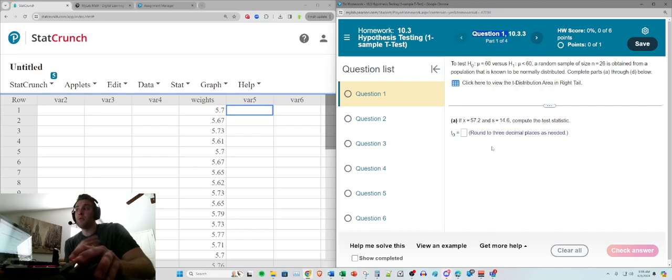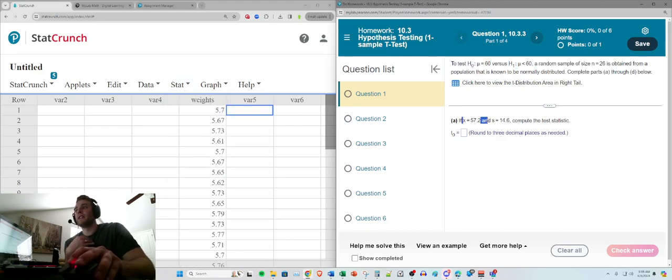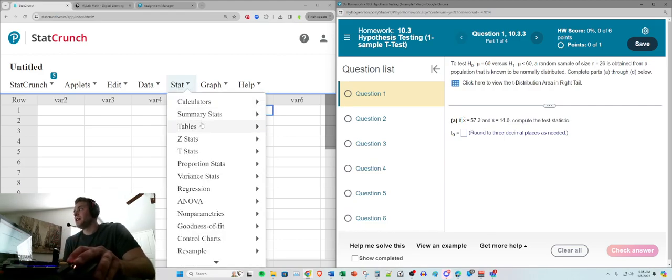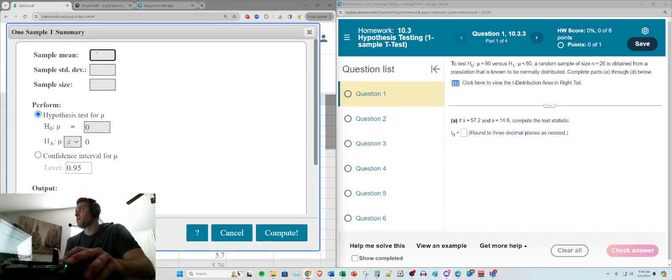I'm just going to work through this problem. If you want to work with me, you can. But here we know it's a t-distribution. Here are the hypotheses. They give them to us in the original question up here. It tells us the sample size, and it gives us the mean and standard deviation, and it wants us to compute the test statistic. So to do that, we do T-stats, one sample, and we have summary. It gives us the mean, 57.2. The standard deviation is 14.6, and the sample size is 26. They told us the hypothesis. It's up here.